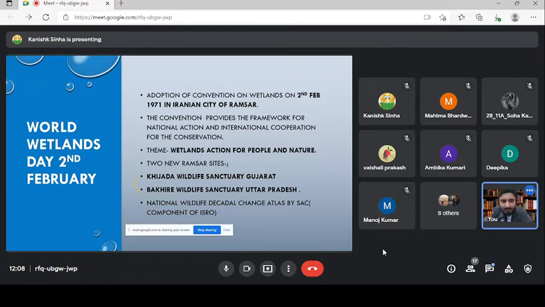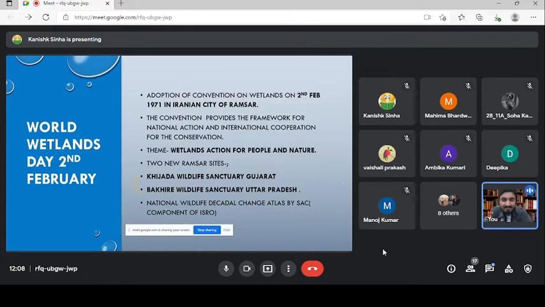We will be discussing what is the total number of wetlands in India. But this year, that is 2nd February 2022, two new Ramsar sites have been included from India. That is the Khijadia Wildlife Sanctuary in Gujarat, and the Bakhira Wildlife Sanctuary in Uttar Pradesh. So this is very important from CLAT perspective. You have to remember the names of these two new Ramsar sites.